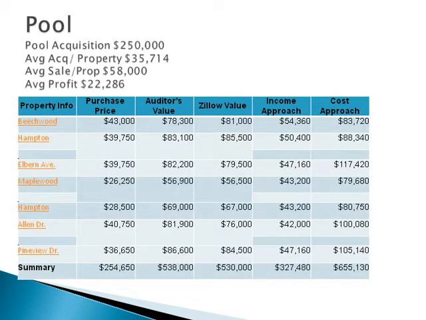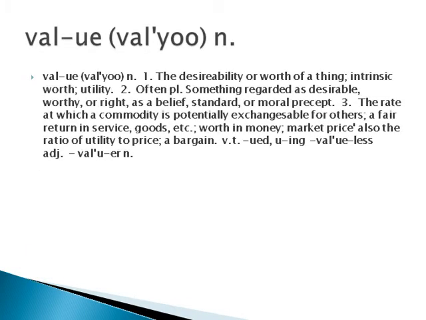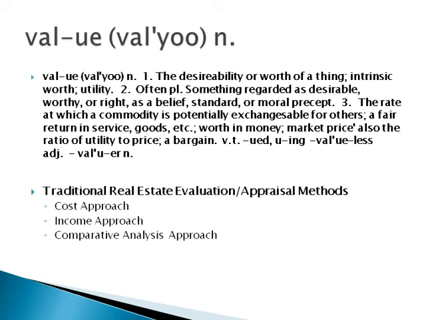We went out on an imaginary shopping spree with some Monopoly money of about $250,000 and put together a seven property pool of properties that were very attractive. Now that we've got this $250,000 pool, we want to value the properties. We're going to use the traditional evaluation methods, which in real estate you evaluate using the cost approach, the income approach, and the comparative analysis approach.